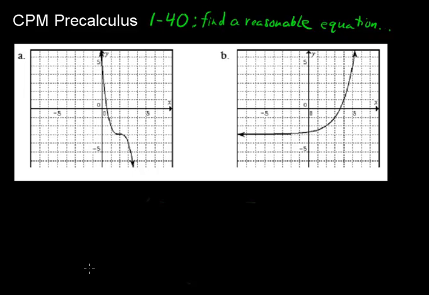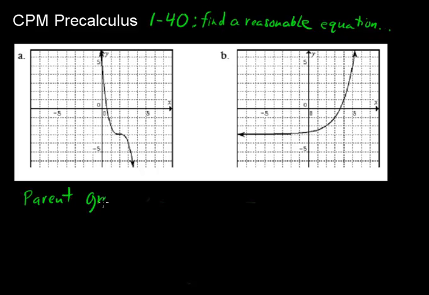So this is CPM Precalculus, Chapter 1, number 40. In this problem, we're given two graphs, A and B, and we're asked to find a reasonable equation for each one. For this one, we have to think back to parent graphs.